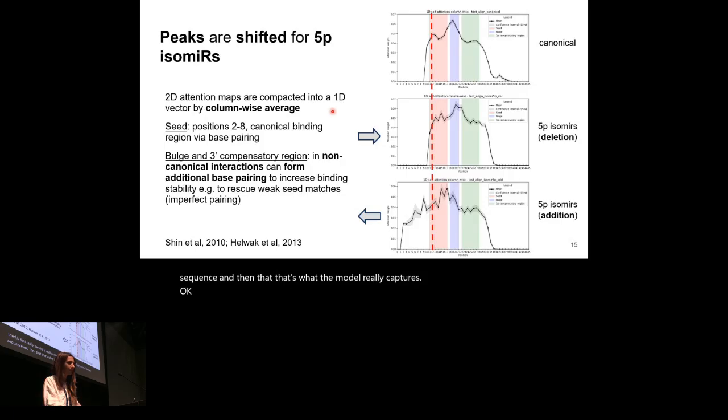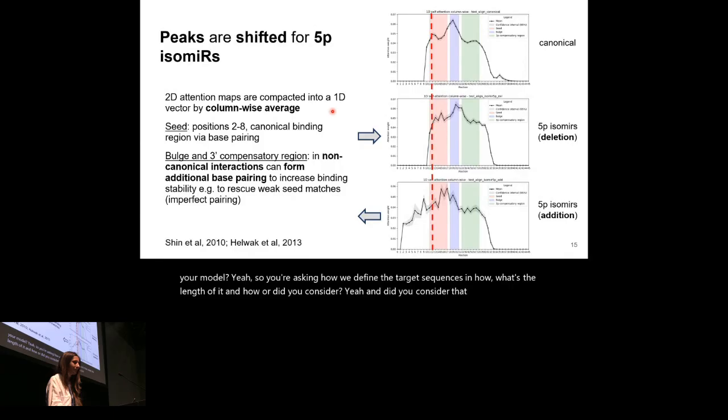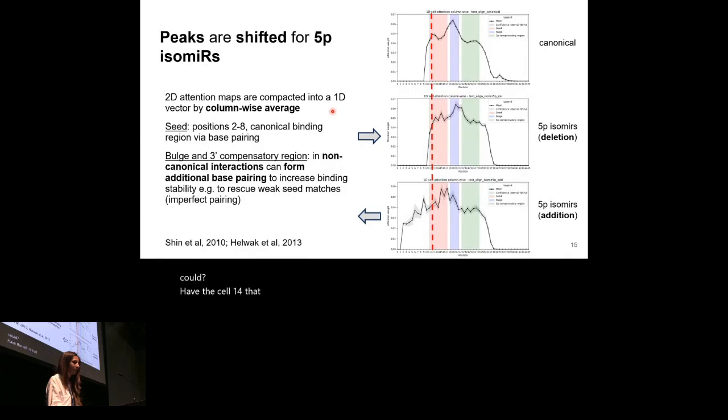Okay, yeah, thanks for the nice talk. I have a question regarding the length of your target sequence. How do you define this? Because another potential factor that could affect microRNA binding is the self-folding of the target sequence. How is this considered for your model? Yeah, so you're asking how we define the target sequences, what's the length of it, and did you consider that they could have self-folding that prevents microRNAs from accessing the target site? Yeah.